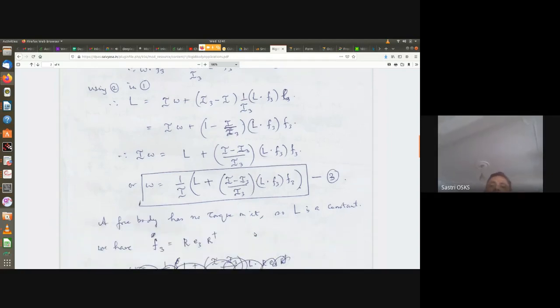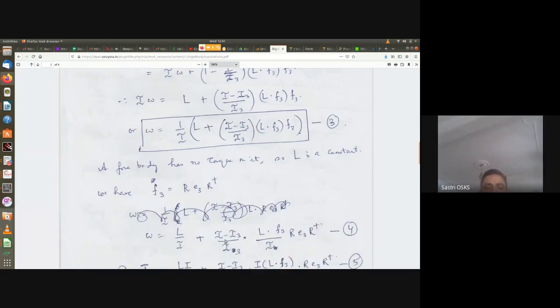And now you see what we want is to know how this omega is changing, right? And so we obtained omega in terms of the angular momentum and the two moments of inertia. Okay, so a free body has no torque on it. So L is a constant, right? You understand that. So we have F3 equal to R E3 R dagger, right?